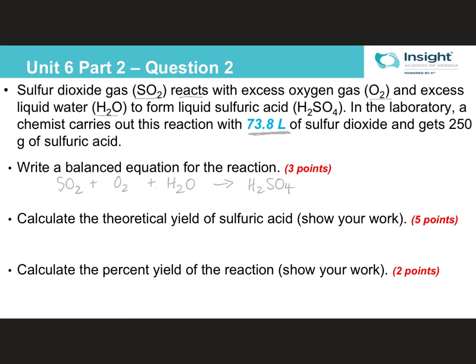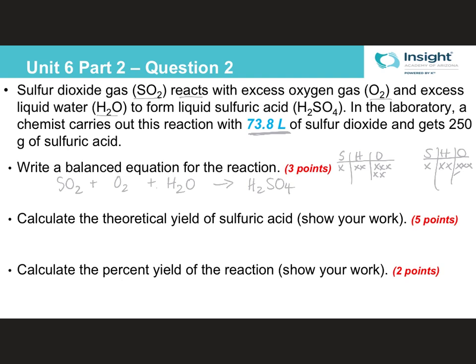Let's see. This one's a little bit of a tricky one. You've got oxygen in a lot of places. S, H, and O. So I've got 1 S, 2 hydrogens, 1, 2, 3, 4, 5 oxygens. And then on this side, I've got 1 S, 2 hydrogens, and 4 oxygens. So oxygen is not right.